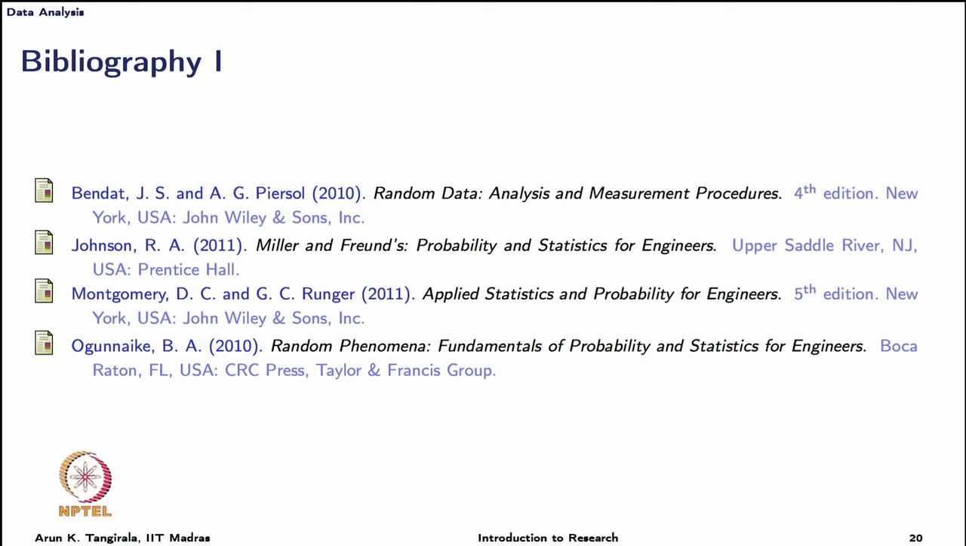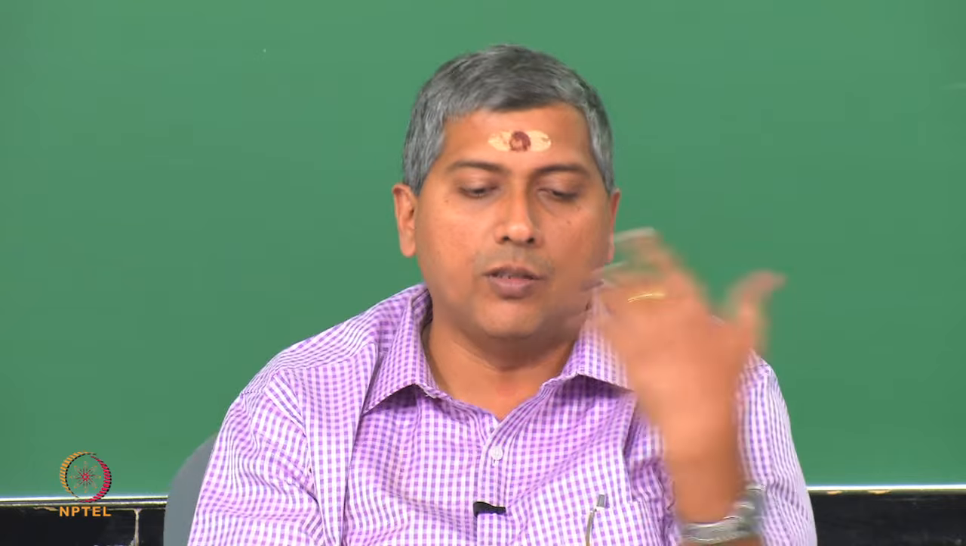And the remaining 3, at least the book by Johnson and Montgomery and Ranga, they are classical books in probability and statistics, applied probability and statistics, and the book by Oganaike gives you the fundamentals of probability and statistics for engineers. So, if you are an engineer, you may be really interested in looking at the book. Of course, there are hundreds of other books that you can refer to.